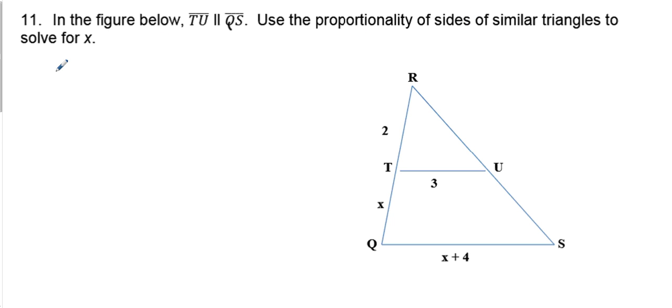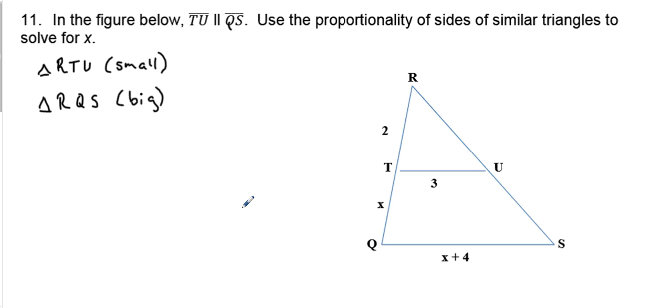Now, we have two triangles here. We have a small triangle, and that is triangle RTU. So I'm going to call that the small. We also have a big triangle. That is triangle RQS. So that is the big triangle. Now, we have to set up a proportion. The trick is to use corresponding sides of each triangle.